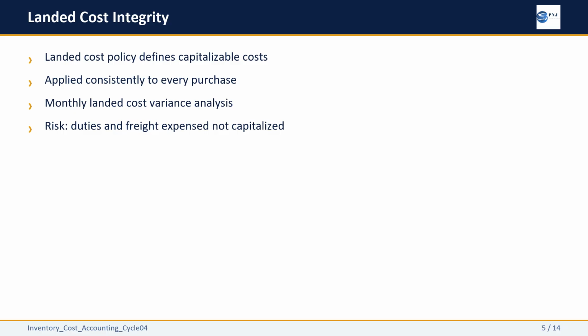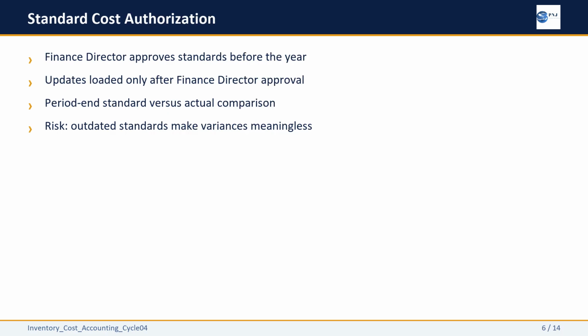The surprising part is how long this error can hide. Because it touches every unit you hold, a small misclassification quietly warps margins month after month, until someone reconciles the standard against reality. Standards are the yardstick the whole cost system measures against, so their integrity is everything.